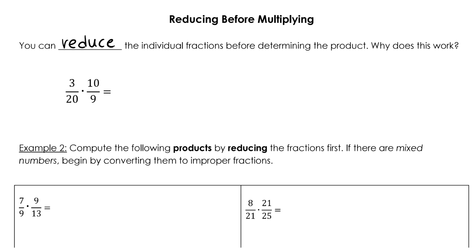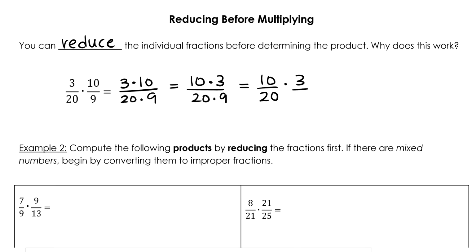So if we have 3 over 20 times 10 over 9, we know already that that's equivalent to 3 times 10 over 20 times 9. But in the numerator, it doesn't matter if we go 3 times 10 or 10 times 3. I could rewrite it like this. And then just as we were able to combine it, I can also split it apart. And now we have 10 over 20 times 3 over 9. And that's equivalent to what we started with. And we know already that we're allowed to reduce within an individual fraction like this. 10 divided by 10 is 1, 20 divided by 10 is 2, and likewise 3 divided by 3 is 1, 9 divided by 3 is 3. So we end up with 1 times 1 over 2 times 3, or 1/6.